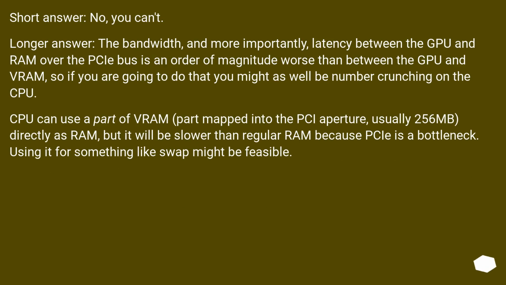Short answer, no, you can't. Longer answer. The bandwidth, and more importantly, latency between the GPU and RAM over the PCI bus is an order of magnitude worse than between the GPU and VRAM, so if you are going to do that you might as well be number crunching on the CPU. The CPU can use a part of VRAM, part mapped into the PCI aperture, usually 256 MB, directly as RAM, but it will be slower than regular RAM because PCI is a bottleneck. Using it for something like swap might be feasible.